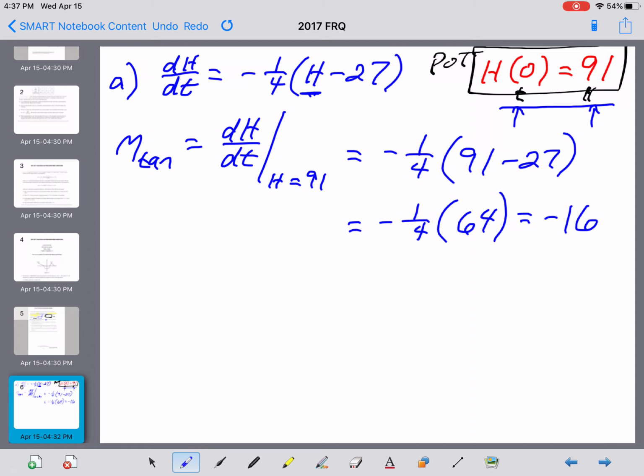Let's see, where does it actually say that? Yeah, there it was. I crossed it out. Time, t, in minutes. So that means, everybody, that the potato is losing about 16 degrees Celsius per minute at that time. Seems kind of quick to me, but okay, we'll run with that.